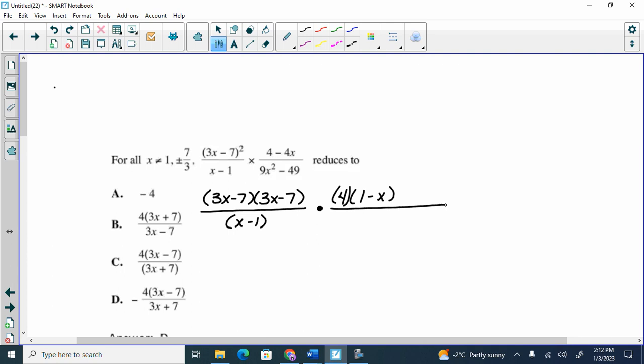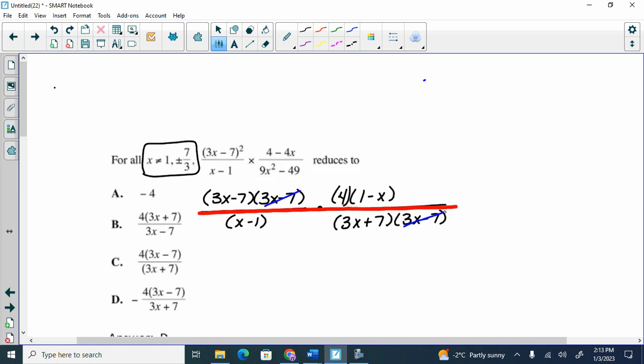And then the bottom is the difference of squares. 9x squared minus 49 is 3x plus 7, 3x minus 7. It states the NPVs already, 7/3, -7/3, and 1, which is good. That means my denominators are right. Write a full numerator over a full denominator. And then I say, okay, 3x minus 7 crosses off one of those. And then I have x minus 1 and 1 minus x. So those are the same, so I can cancel them.